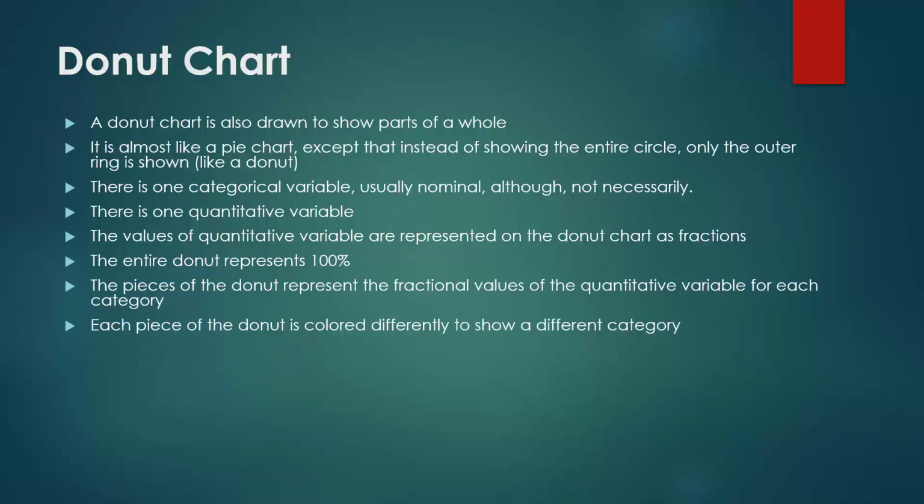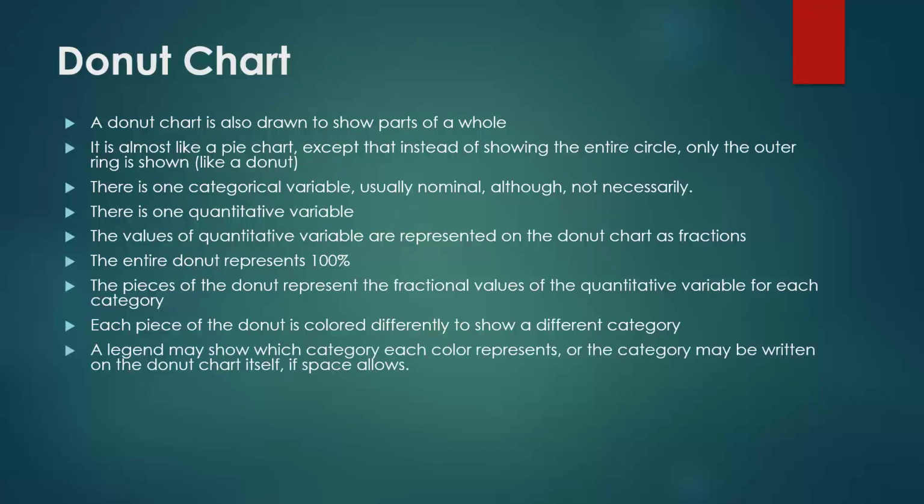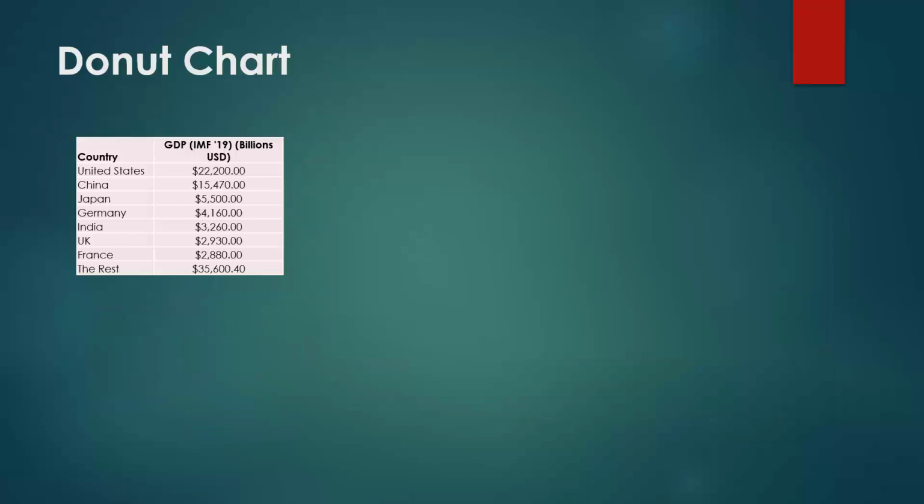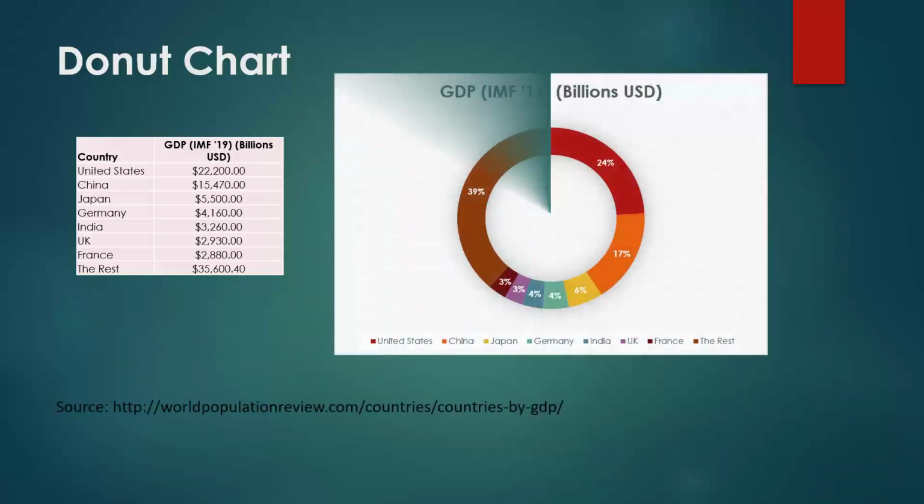Each piece is colored differently. Legend may be there or not. And the sum of the percentages should add up to 100%. Again, 3 to 7 is best, at the most 10 categories. For the same data, I can draw a donut chart as opposed to a pie chart.